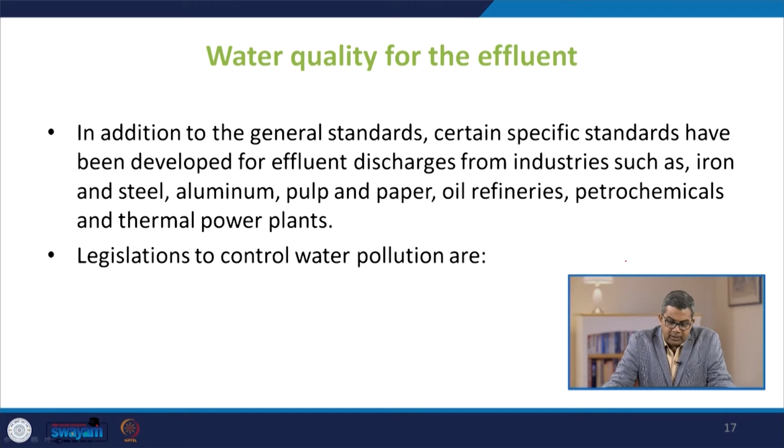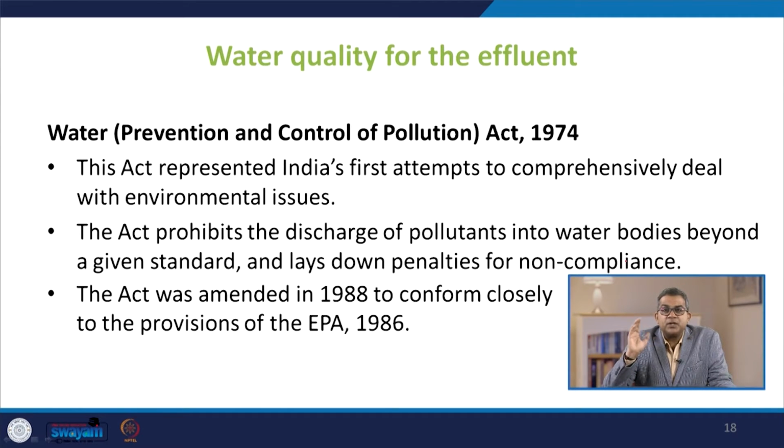Now, in addition to the general standards, certain specific standards have been developed for effluent discharges from industries such as iron, steel, aluminium, pulp and paper, oil refineries, petrochemicals and thermal power plants. There are various legislations attributed to control water pollution, and some of them are like the Water Prevention and Control of Pollution Act 1974. This act represented India's first attempt to comprehensively deal with environmental issues. The act prohibits the discharge of pollutants into water bodies beyond a given standard and lays down the penalties for non-compliance. Later on, after 14 years, this act was amended in 1988 to conform closely to the provisions of EPA 1986.